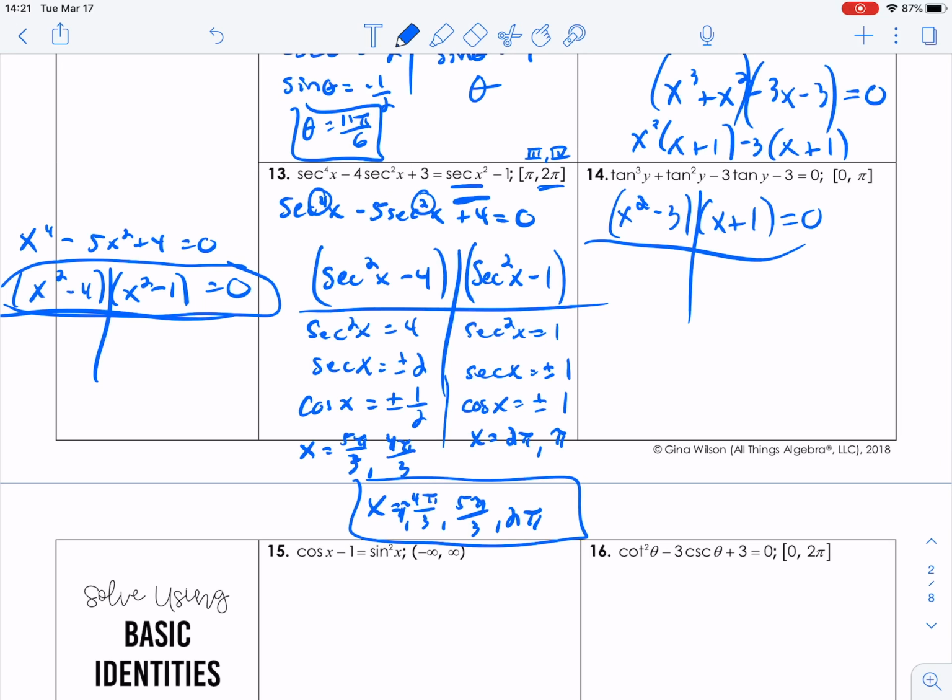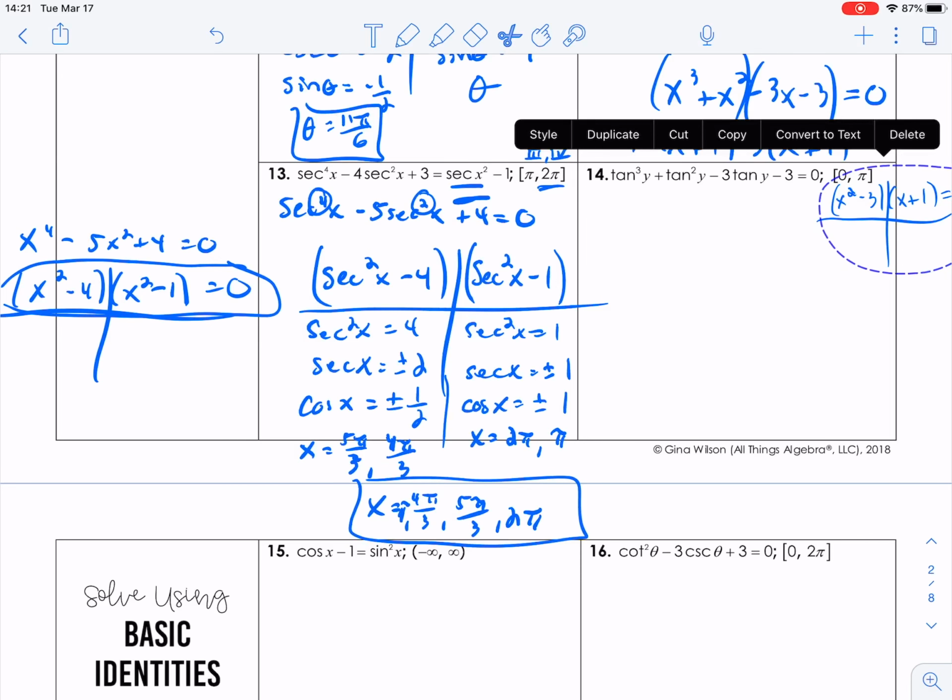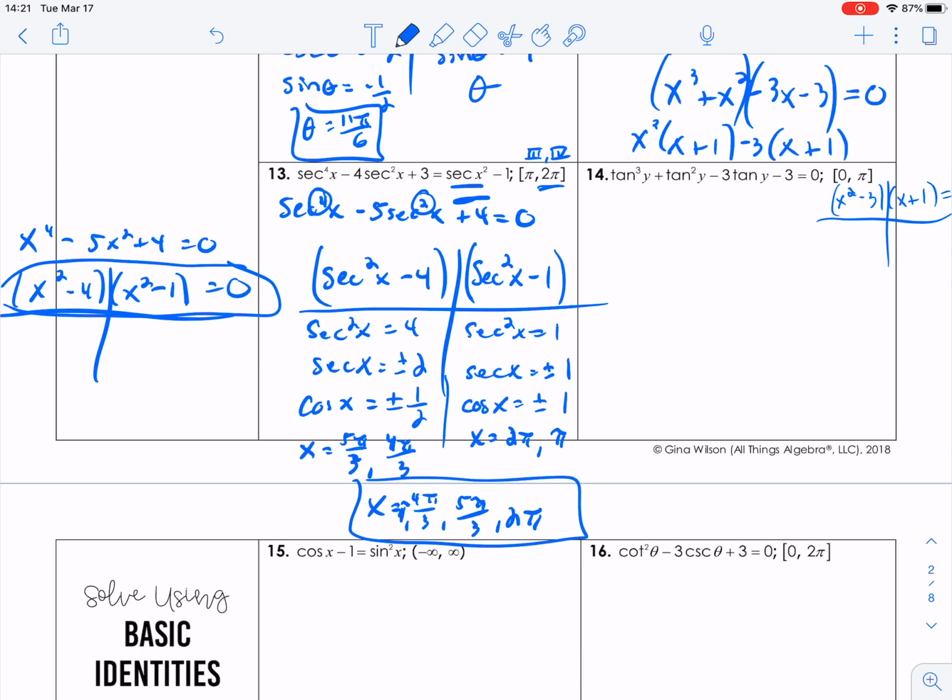Very nice. Except we don't want x anymore. We want to switch it to tan of y. So let's make that smaller. Move it to the side. Okay, back. Now we change the x's to tan. We get tangent squared y minus 3 times tangent y plus 1 equals 0. And let's solve.